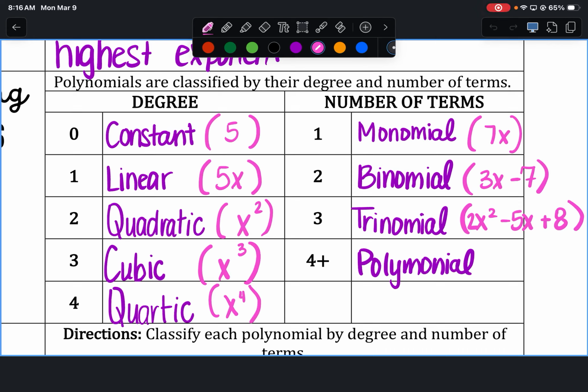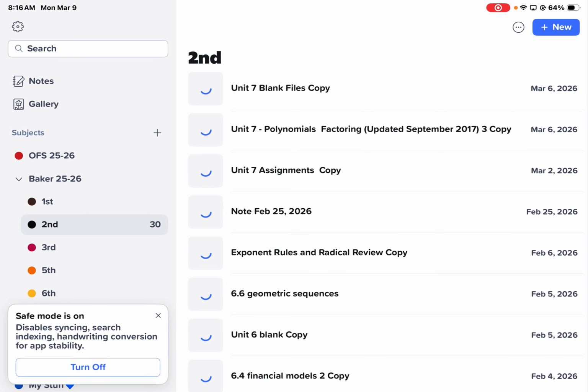All you have to do is name it using the degree part, and how many terms it is. I also want you to write it in standard form if it's not in standard form. What order is standard form? Alphabetical with the biggest exponents first, right? So let's go ahead and look at these questions we have here.